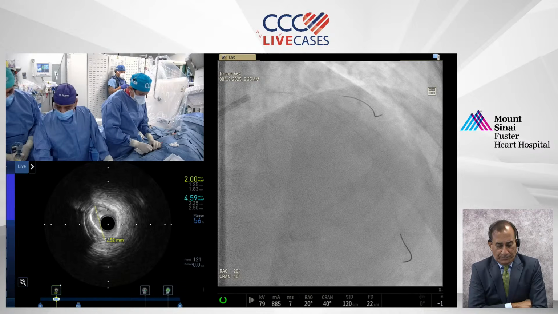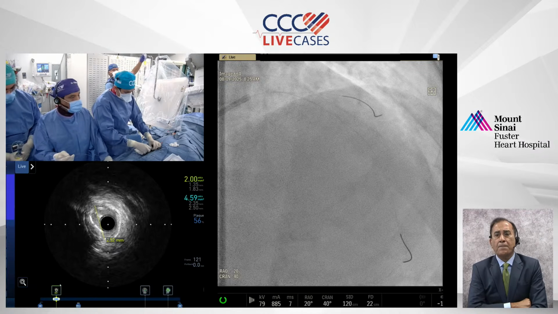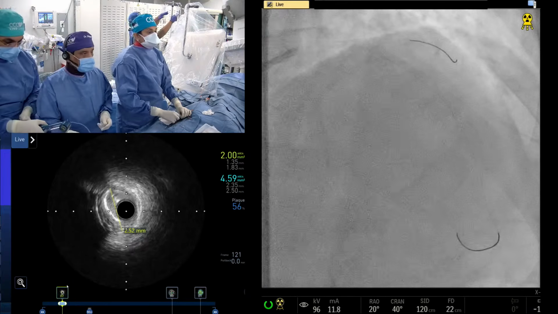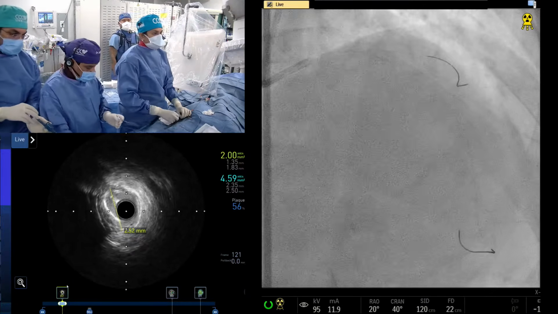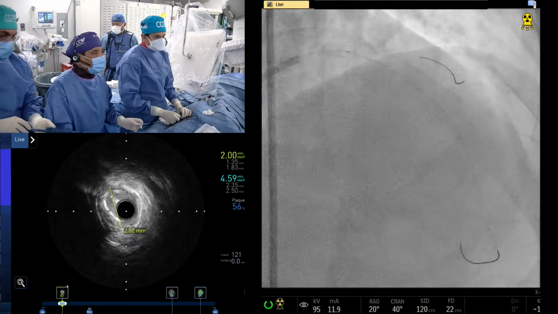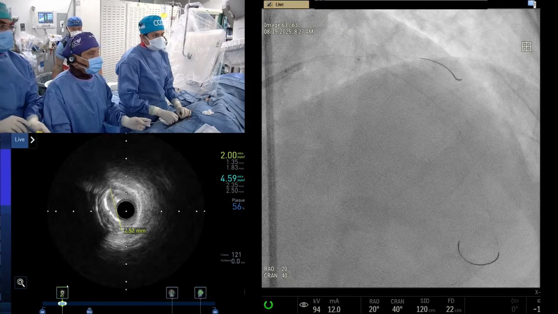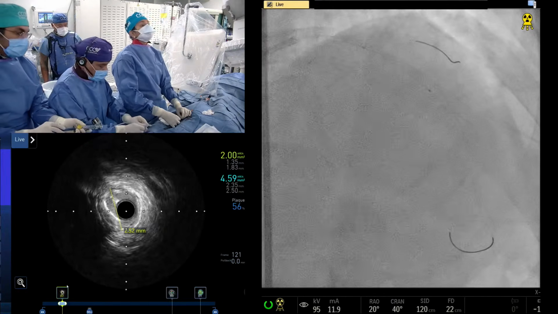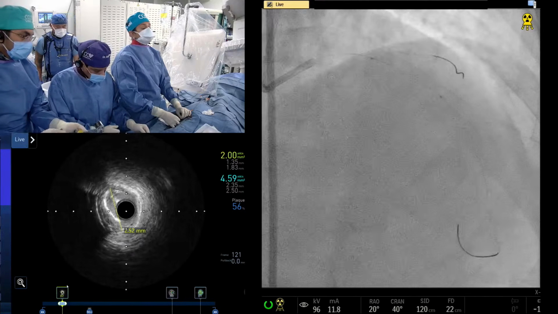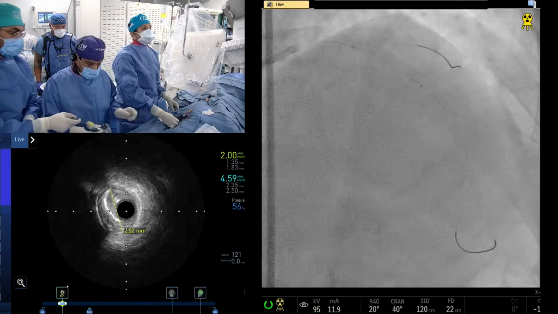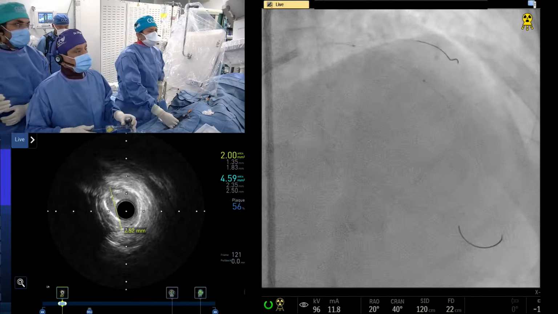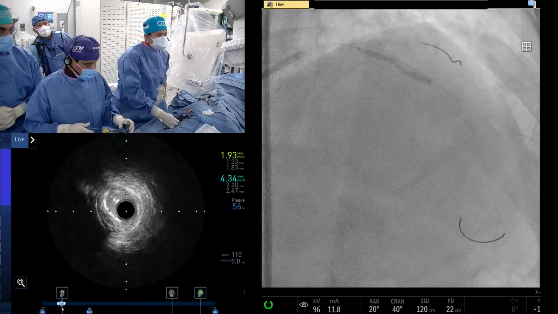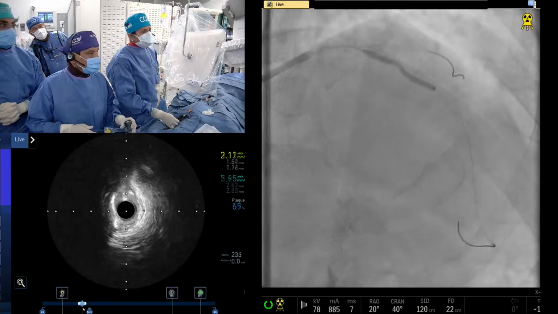What balloon do we have? We have a 2.5 by 30 balloon. But this will have a tough time to go. Anyway, let's see. The IVUS did not go. Pull the wire back. I don't know why IVUS would not go. You see how the vessel has significant plaque there, so that's the reason. Look at how nicely it's opened.